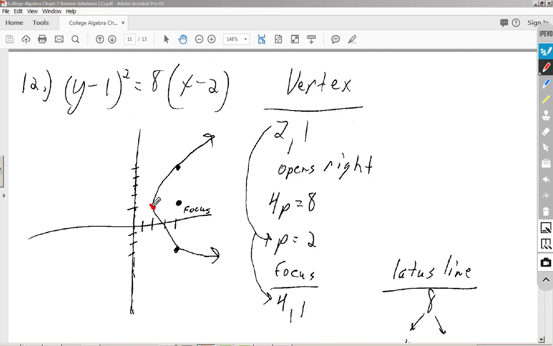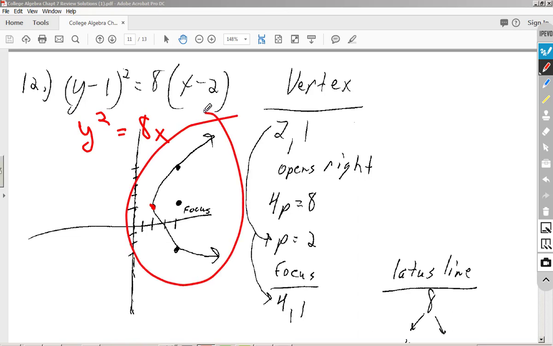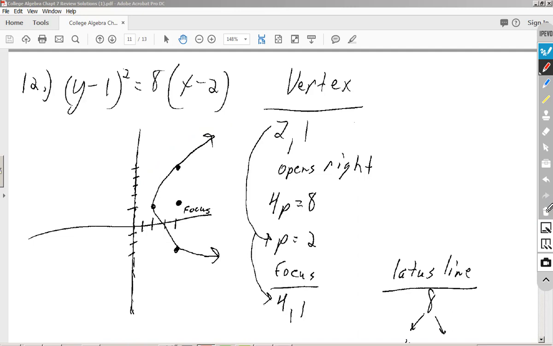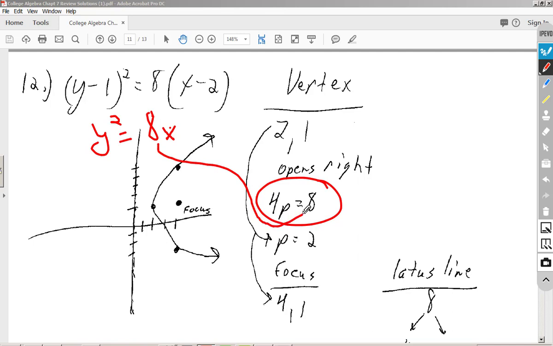When I write it down in its basic shape, you're going to notice its basic shape is y squared equals 8x. So now I can go to the rules on number 9 and discover that y squared equals 8x would be a parabola that opens to the right. Now to find my focus, I take this 4p. Here's my value that I substitute in. That gives me 4p equals 8. I divide both sides by 4 and I get p equals 2.